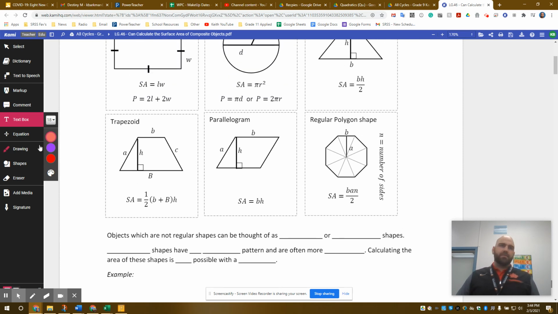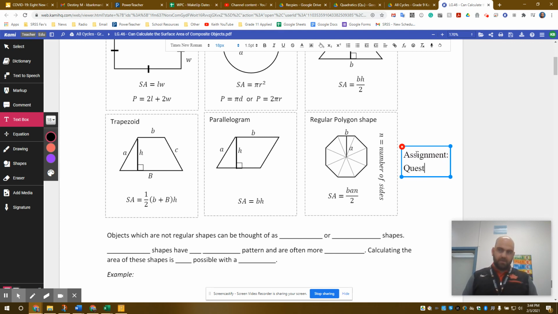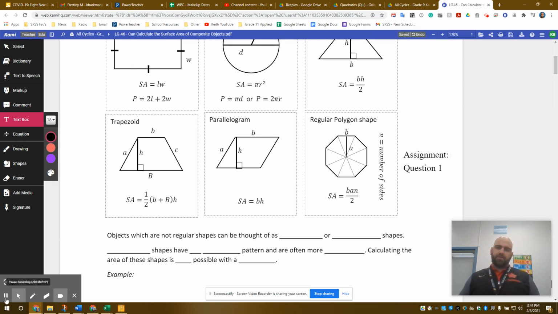Now, with this, I'd like you to work on question number 1. It goes over some of the regular shapes. So work on question number 1, and once you're finished that, we'll get into looking at composite shapes.